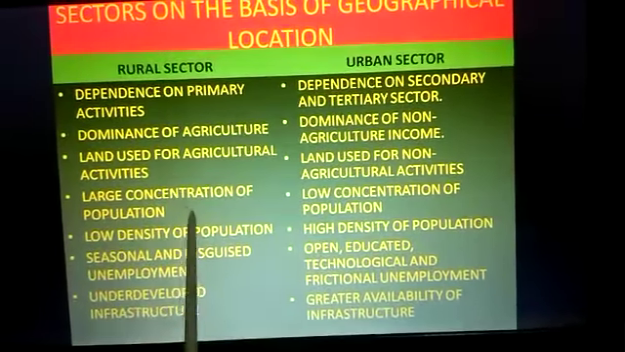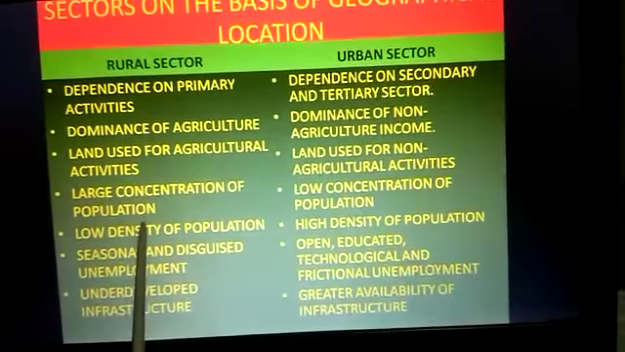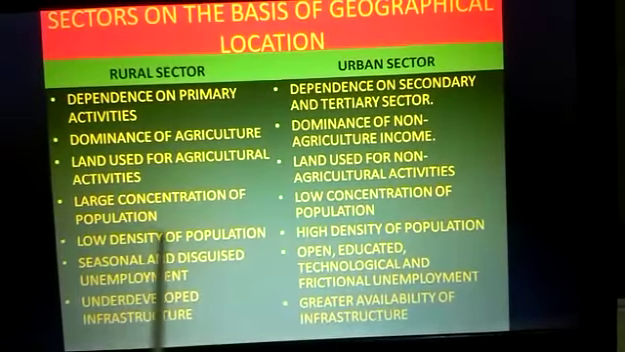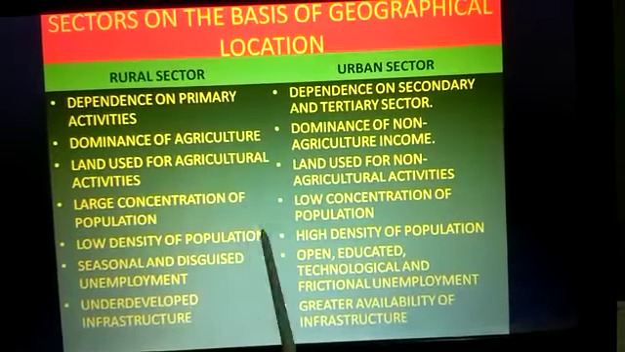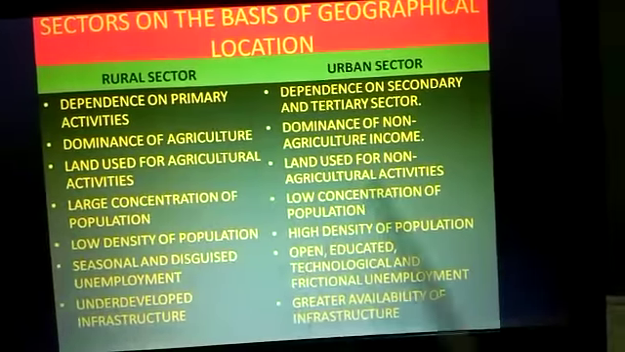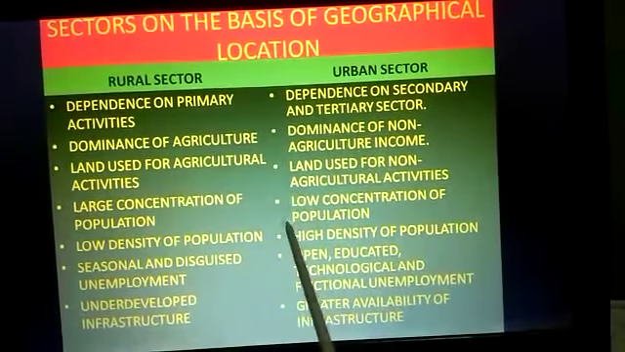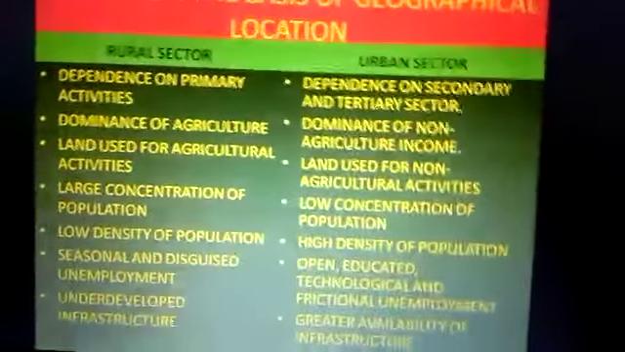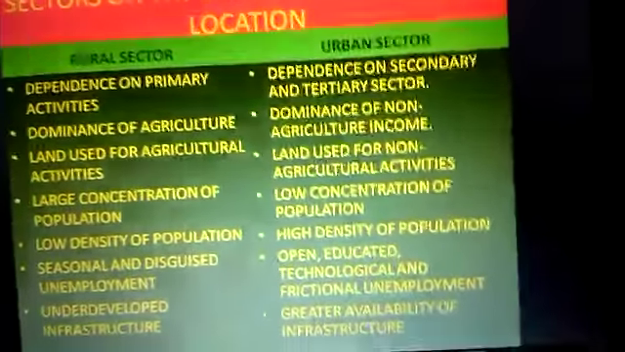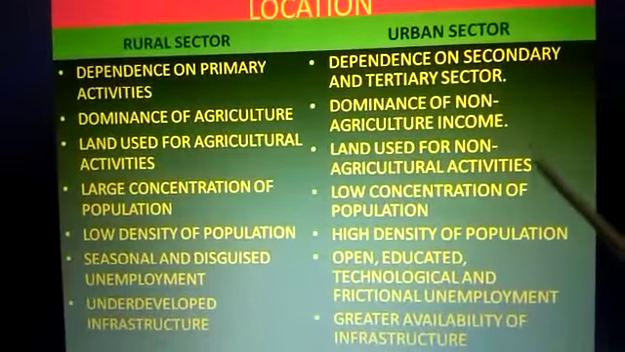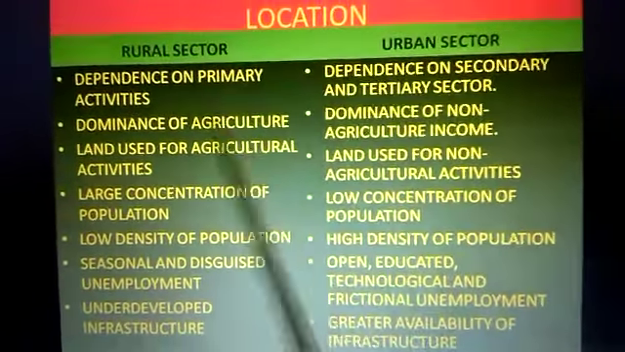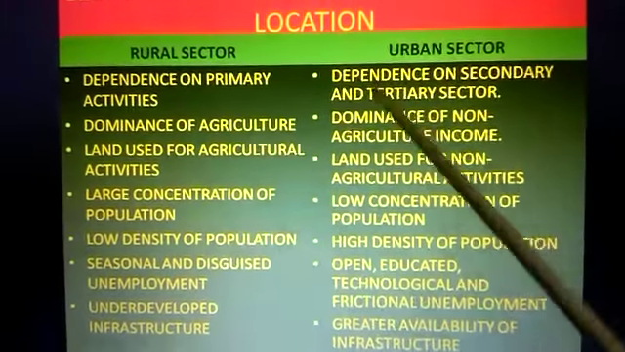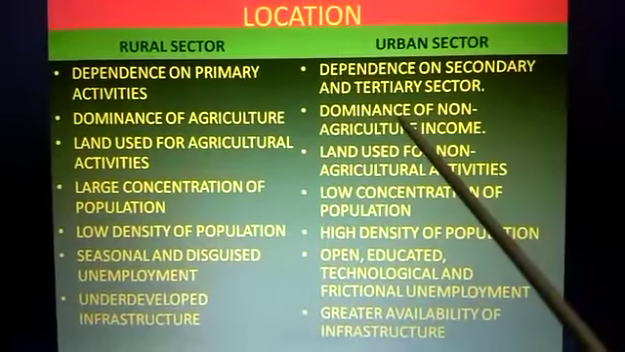A large number of people stay in these areas. There is a large concentration of population. There is low density of population. Low density of population means in a wide area, fewer people stay. Say, rural sector covers 30% of India and urban sector covers 70% of India. Land, I mean. In that 30%, only 20% of the population stays. But in this 70%, 80% of the population stays.